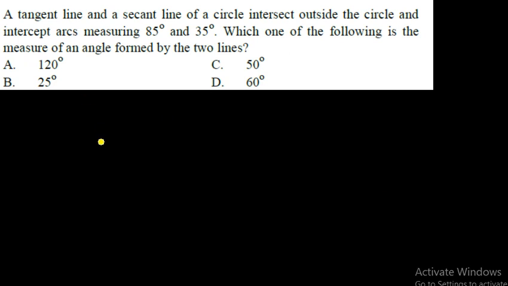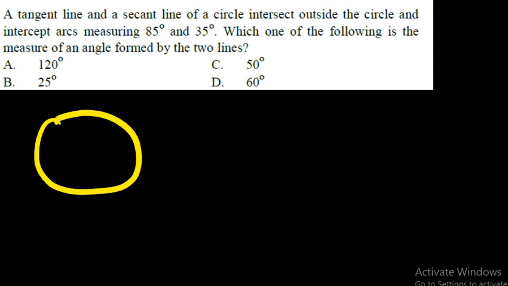it says a tangent line and a secant line of a circle. That means we have a circle, imagine. We have a circle, this circle has tangent and secant line. Okay, let me try to draw it. Tangent line means it's a line which touches the circle just only once. Here it is, somewhere around here. And a secant line means it is a line which crosses the circle twice.